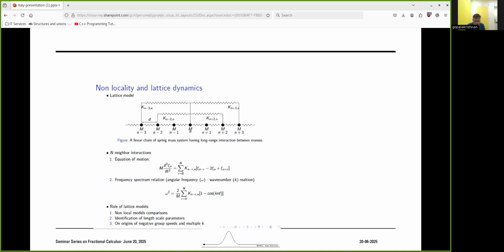If we write the governing differential equation of motion, we can do that. It is just like m x double dot equals k times x, where you get this equation in terms of the spring constant. And we do a Fourier transform of that, and we get the wave number relation, which is given below. So if you look at this, the whole idea is how does the non-local theory compare with the lattice dynamics approximation? How do we use this to identify the scale parameters? And what is the origin of the negative speed and how can we actually explain it? Next, please.